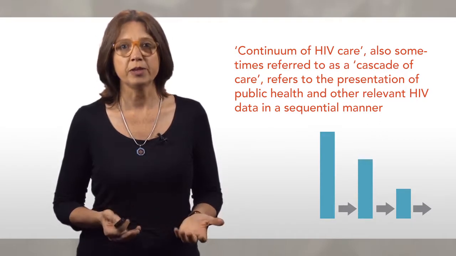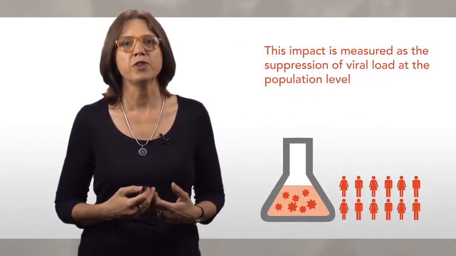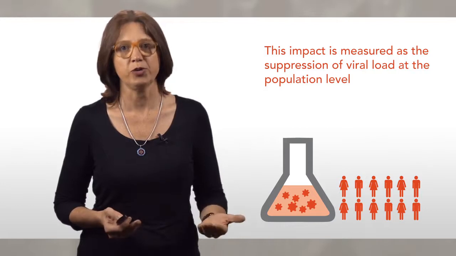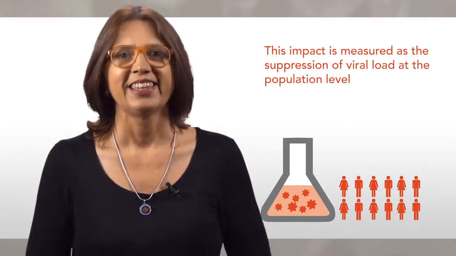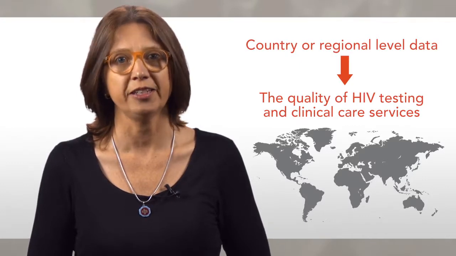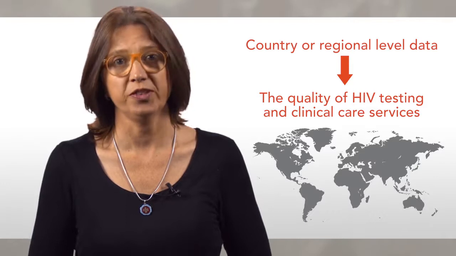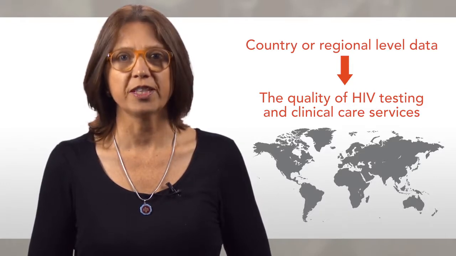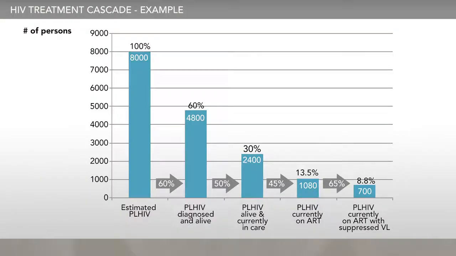The overall public health impact is the measure of the viral load suppression at the population level. This method of presenting country or regional level data to assess the quality of HIV testing and clinical care has become popular in recent years, following evidence that antiretroviral therapy is effective in preventing onward transmission of HIV. There are variations to the continuum of care, but essentially it consists of a series of data columns and pillars.